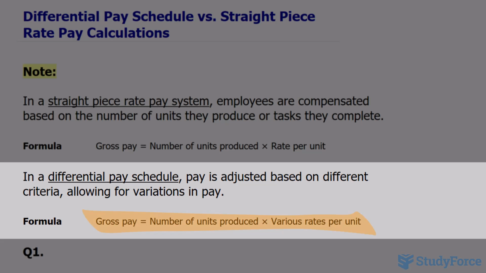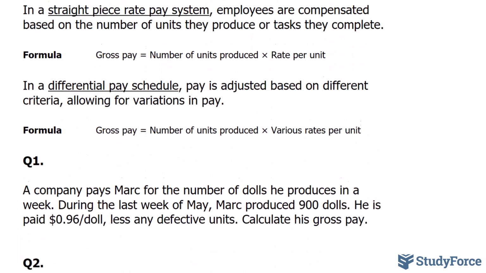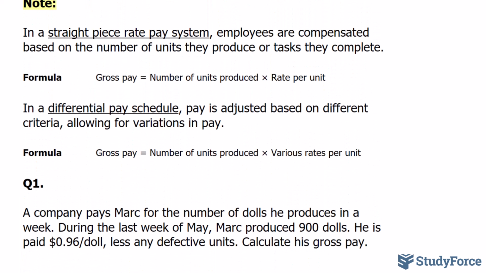Let's take a look at a question. A company pays Marc for the number of dolls he produces in a week. During the last week of May, Marc produced 900 dolls. He is paid 0.96 per doll, less any defective units. Calculate his gross pay. It is clear that the model that is being used to pay Marc is the straight piece rate pay system, since he's paid based on a single rate.